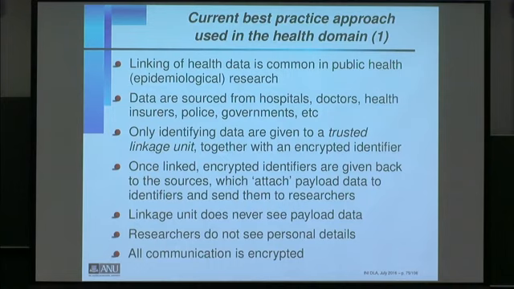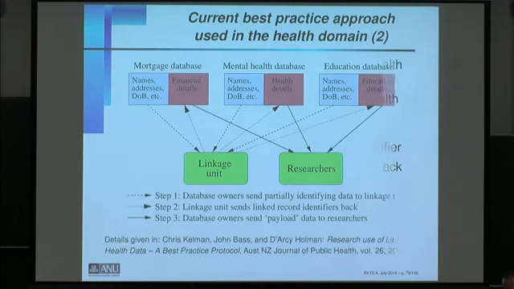She only gets names and addresses and maybe dates of birth. Based on that, the linkage unit can do the linkage, assign it again an encrypted identifier, and send that back to the data sources, which can link that together with the payload data and then send that to the researcher. I think there's an example on the next slide here.